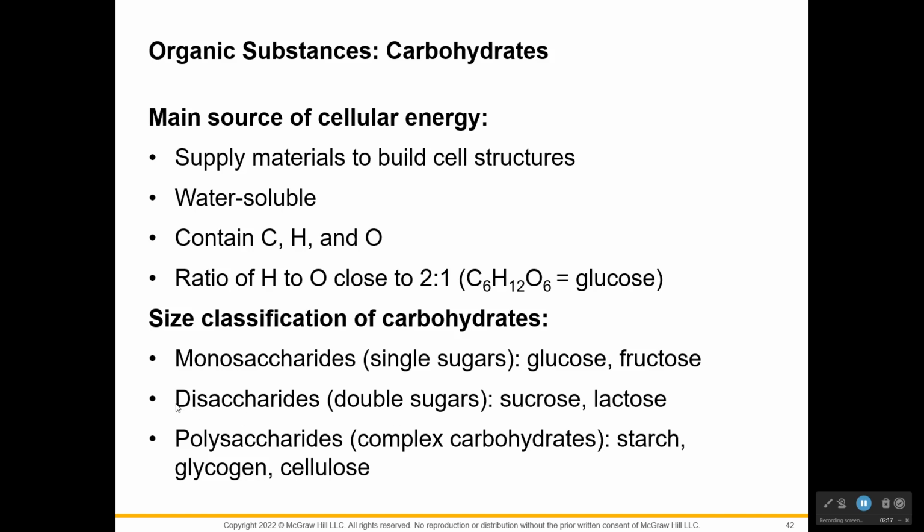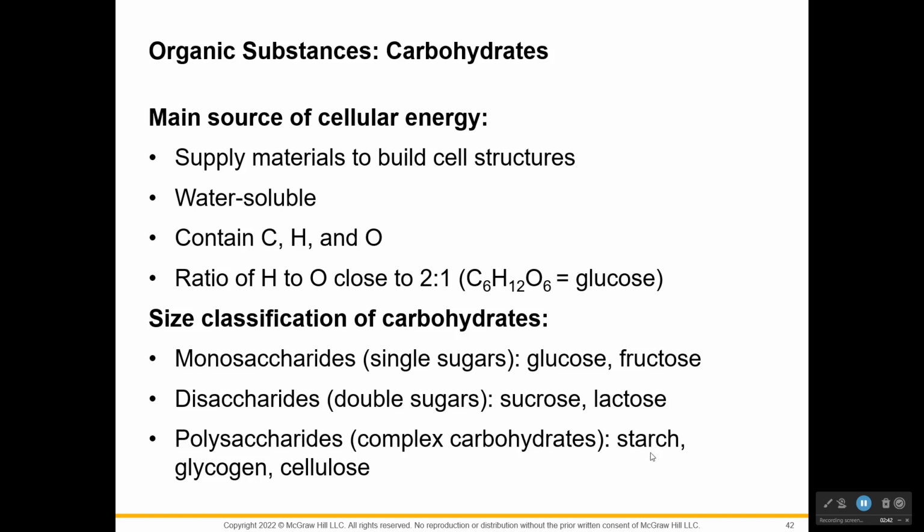Disaccharides, the prefix di means 2. So this is a double sugar. Sucrose, which is your table sugar, what you put in your sweet tea, and lactose, which is found in milk. Sorry, I got distracted. Poly, many sugars. These are complex carbs, huge carbohydrates.